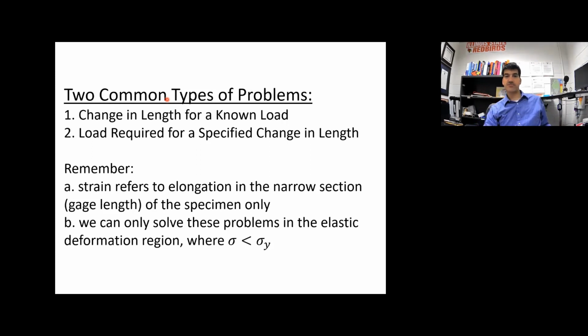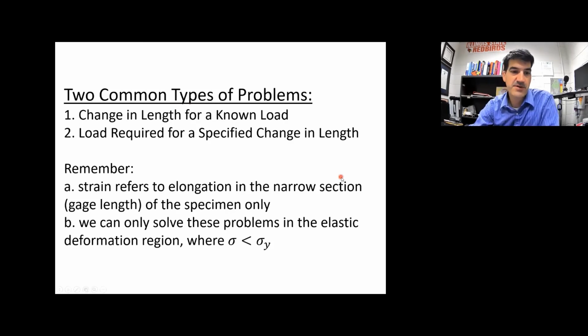The second type of problem is I've got this specimen right here and my design allowances, say it's a bridge beam or a vehicle chassis member, and my design specifications say that it can change in length by up to whatever, you know, 1/10 of an inch or 1/4 of an inch, something like that. How much load can I apply so that it will change in length by that amount? All right, so that's the specified change in length. What's the load required?